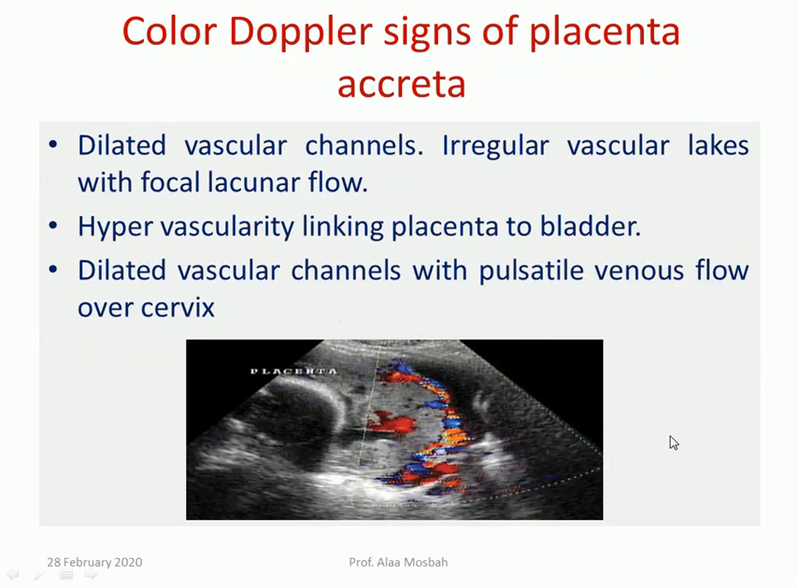Color Doppler signs of placenta accreta include dilated vascular channels, irregular vascular lakes with focal lacunar flow, and hypervascularity linking the placenta to the bladder, as you see in the picture. This is the bladder, this is the placenta, and this is the hypervascularity. Also, dilated vascular channels with pulsatile venous flow over the cervix.